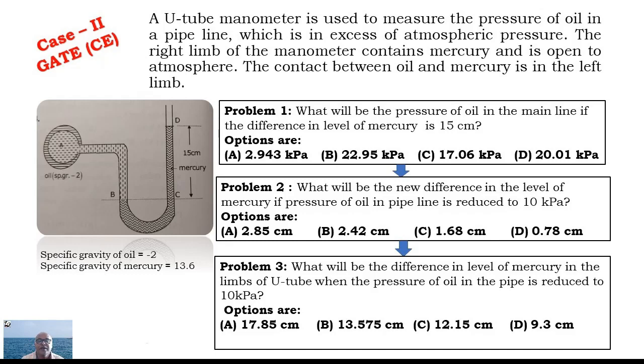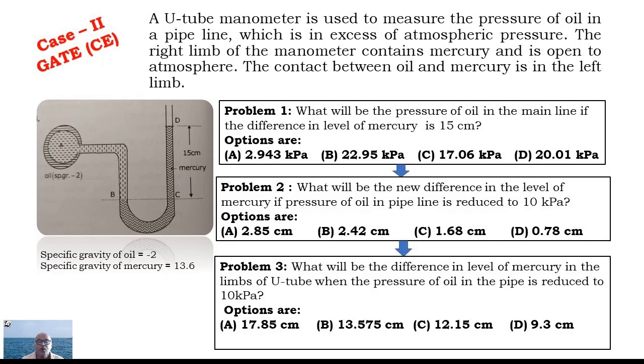A U-tube manometer is used to measure the pressure of oil in a pipeline which is in excess of atmospheric pressure. The right limb of the manometer contains mercury and is open to the atmosphere. The contact between oil and mercury is in the left limb. Problem number 1. What will be the pressure of oil in the main line if the difference in level of mercury is 15 centimeter? Options are A is 2.943 kilopascal, option B is 22.95 kilopascal, option C is 17.06 kilopascal, and option D is 20.01 kilopascal.